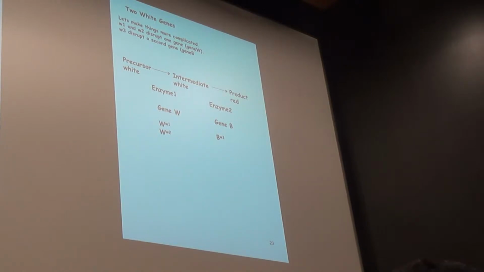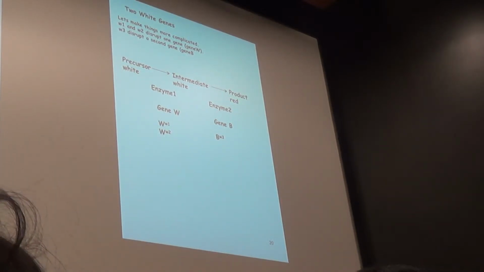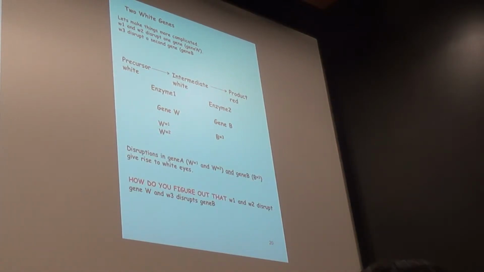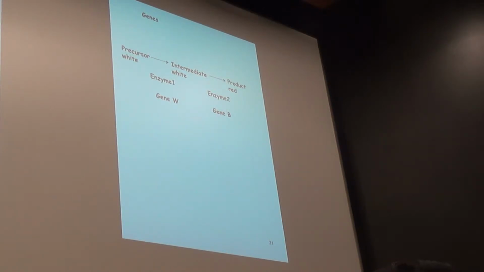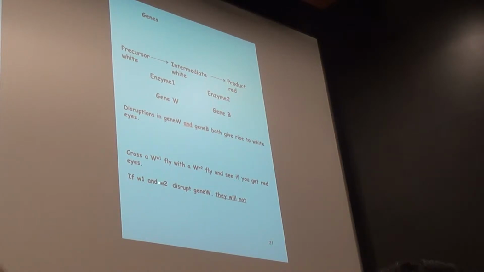So what you do is a whole series of different crosses. You start with true breeding flies. That's the first important step. The second point to keep in mind is that you can only do complementation for recessive mutations. So what you have to do is cross a homozygous recessive W1 fly to a homozygous recessive W2 fly. And you ask, what happens? Does it complement or does it not complement? If W1 and W2 disrupt the same gene, gene W, they will not complement. And so the flies will still have white eyes in the F1 generation.